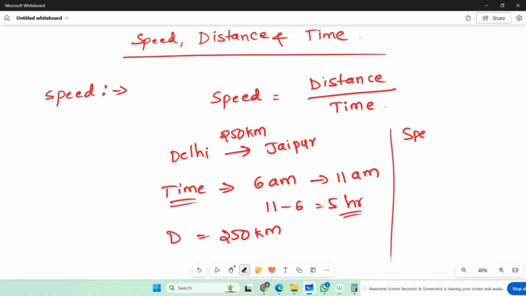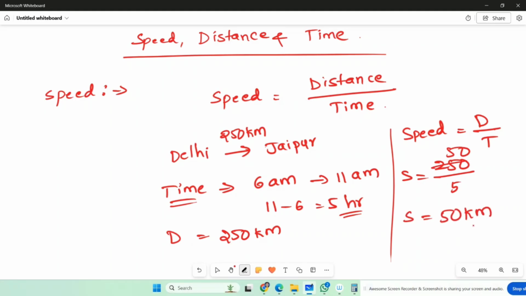Speed equals distance by time. Speed equals distance, which is 250 kilometers, by time, which is 5 hours. 5 times 50 is 250. So speed equals 50 kilometers. We call the distance traveled by a bus in 1 hour its speed. So we can say that in 1 hour, 50 kilometers is covered. So the speed is 50 kilometers per hour.